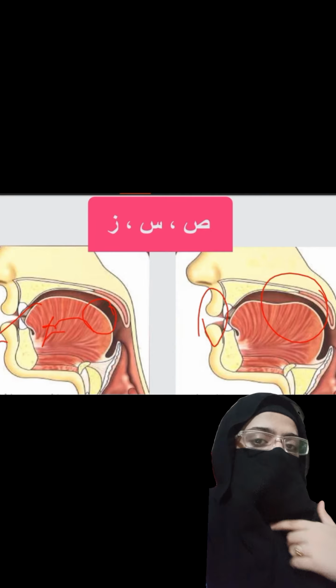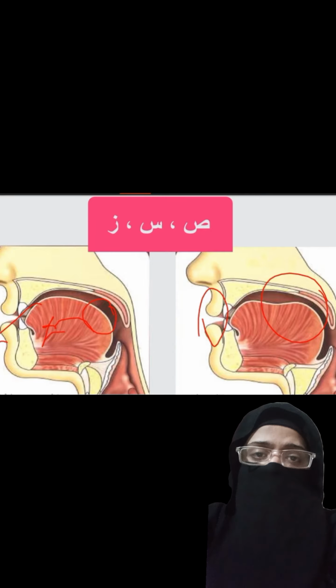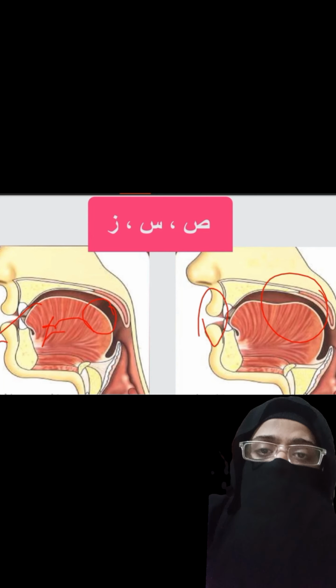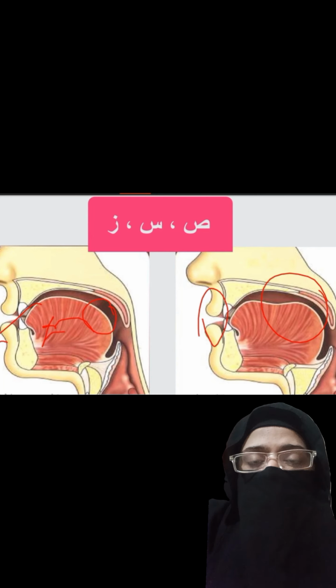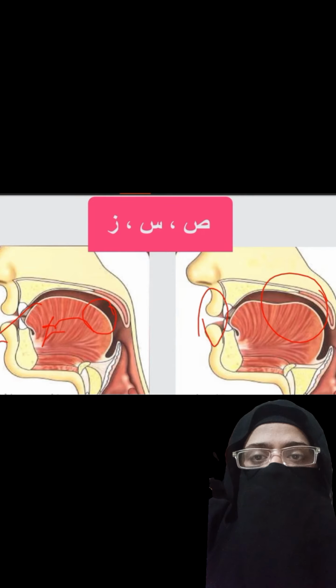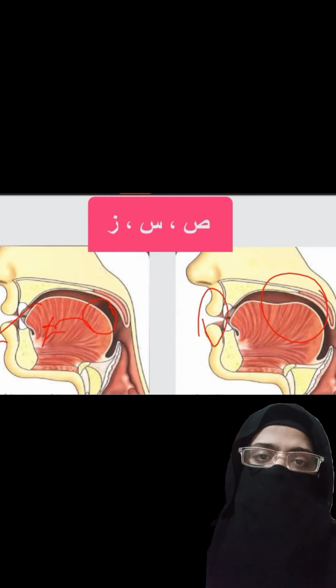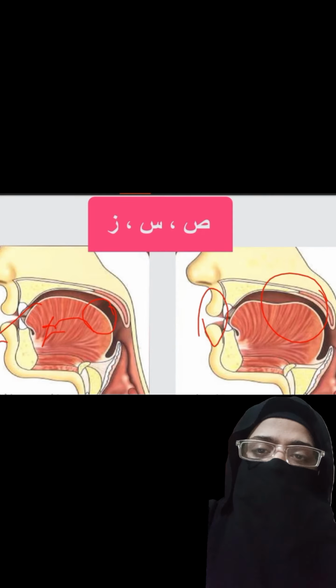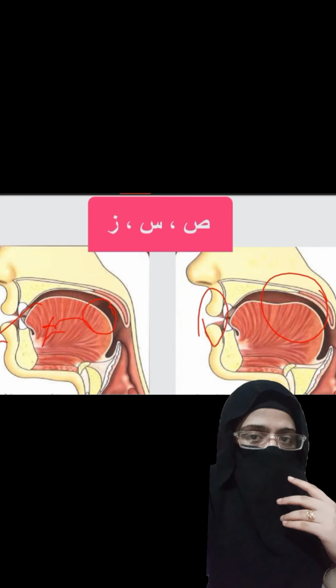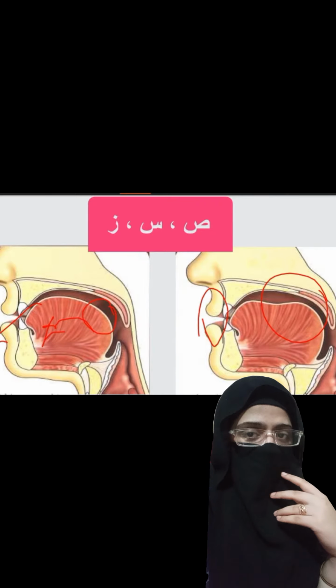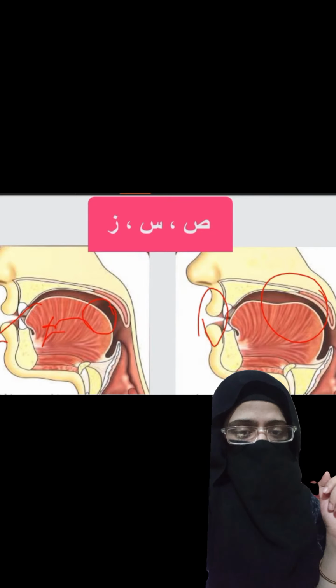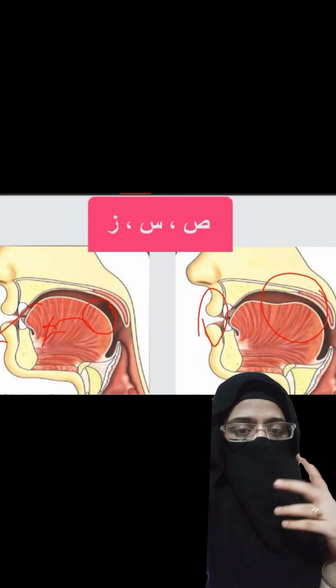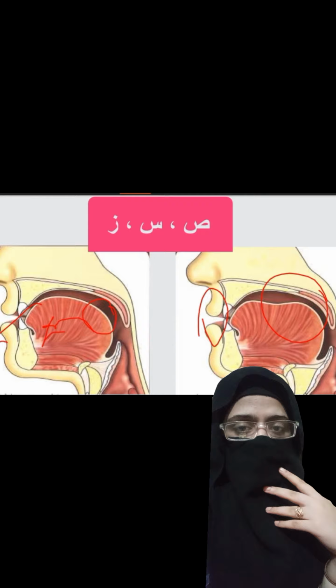Tafkhim of seen, of sawt. Tafkhim means giving a letter heaviness, full of body, by raising the back of the tongue. Only sawt is heavy among these three letters. So we have to carry tafkhim on this letter with it.